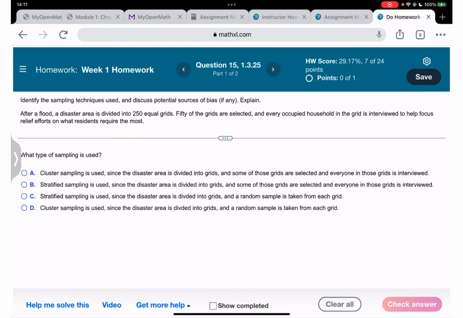Moving to number 15. So identify the sampling technique. Next, we are going to identify sampling techniques. Before I move further, I want to explain that there are several techniques. One is cluster, stratified, systematic, and random. You can write down cluster, stratified, systematic, and random.